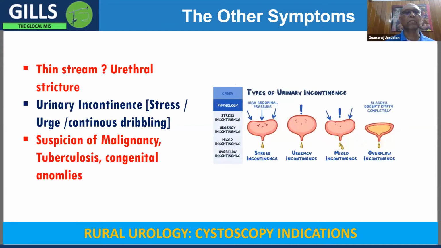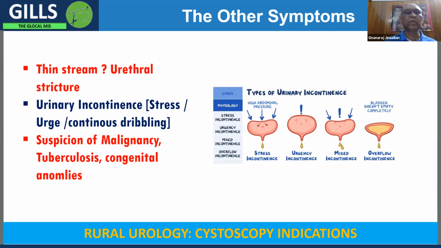Then the other symptoms are probably due to things like stricture, where the urinary stream becomes thin. So here the difference between obstruction due to prostate or stricture is that in prostate, the straining does not improve the stream, while in a stricture, because of the actual narrowing, straining will improve the stream.